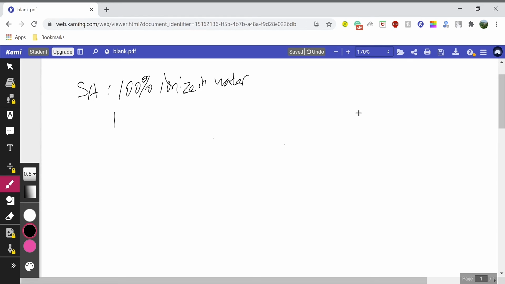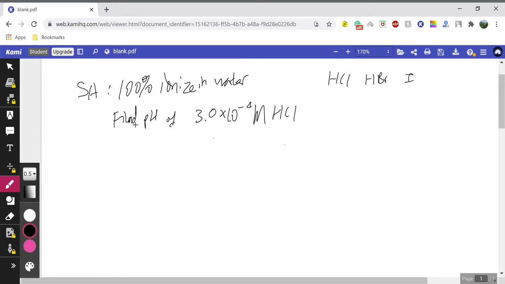So for example, if we want to find the pH of, let's say, 3.0 times 10 to the negative fourth power molar of a strong acid, HCl. Again, strong acids are HCl, HBr, HI, H2SO4, HNO3, and HClO4. These are our 6 strong acids that we'll be using.